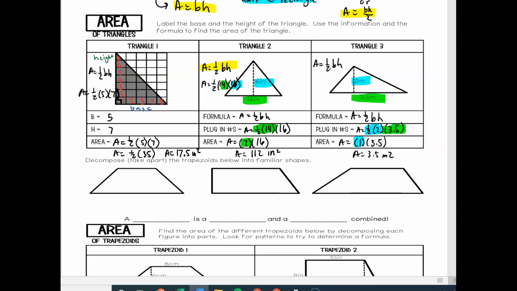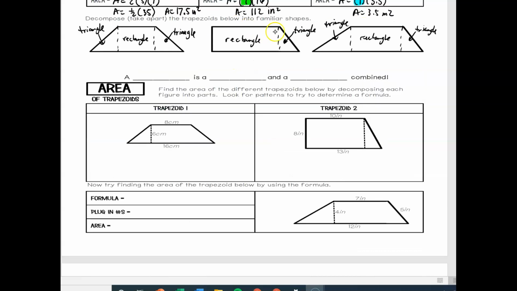All right, let's take a look at our next shape. So all the shapes we have here are trapezoids, but I want you to notice that every trapezoid is made up of a rectangle and 1 or 2 triangles attached to it. So here's a rectangle and 2 triangles, here's a rectangle and 1 triangle, here's a rectangle and 2 triangles. So a trapezoid is a rectangle and a triangle combined. All right, so if you think about that, that is going to give us our area formula for a trapezoid.